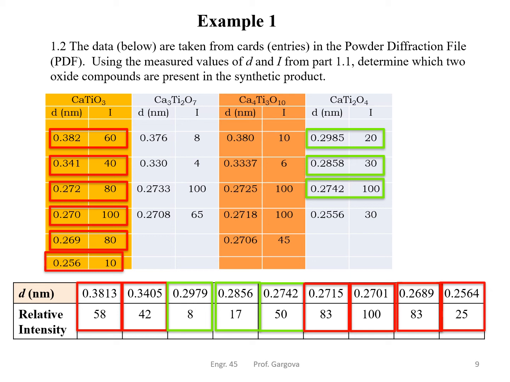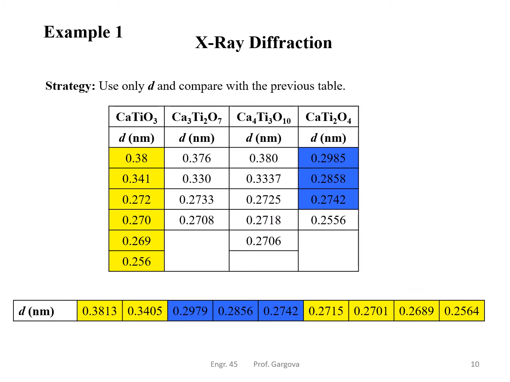So we see that mainly our sample has all corresponding peaks and with really close relative intensity to CaTiO3, but it also has peaks of CaTi2O4. So it might be composed of both of these different calcium titanates. And so we see here that you use only D and compare with the previous table. So we basically compare just the presence of having those planes.